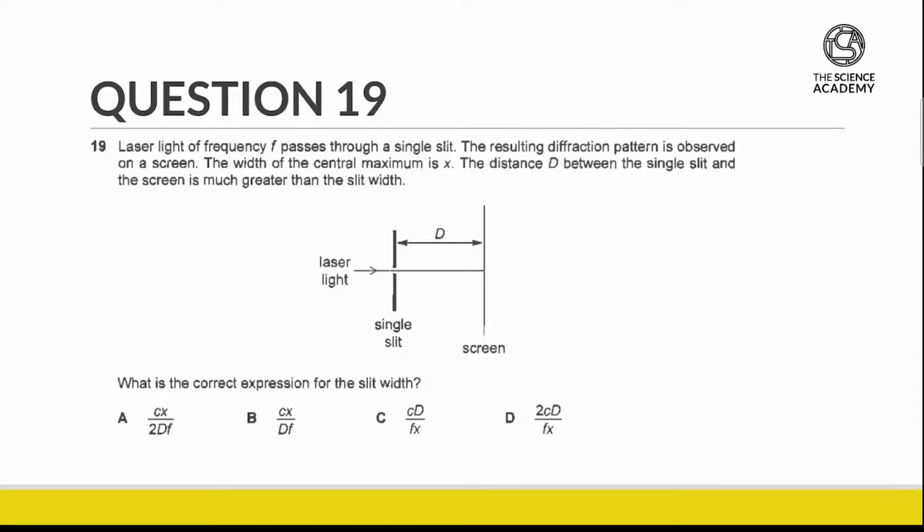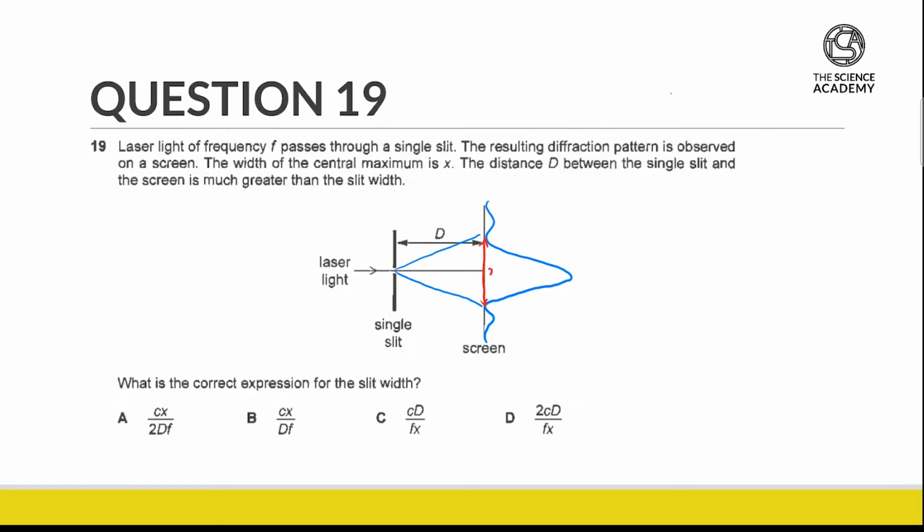So for this particular question, we are told that we have laser light of frequency f passing through a single slit and the resulting diffraction pattern is observed on a screen. Because this is a single slit diffraction, I'm just going to draw out the interference pattern. We're going to get something that looks like this, right? And basically, we are interested in the width of the central maximum. We are interested in this particular width over here.